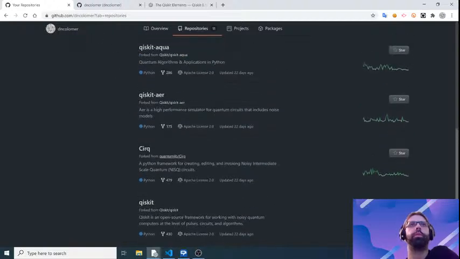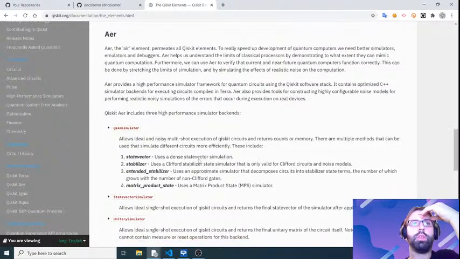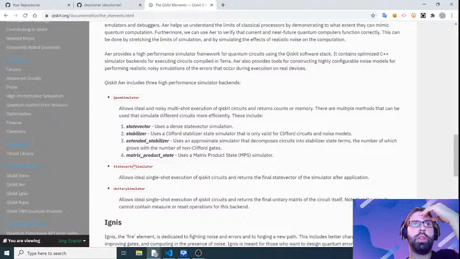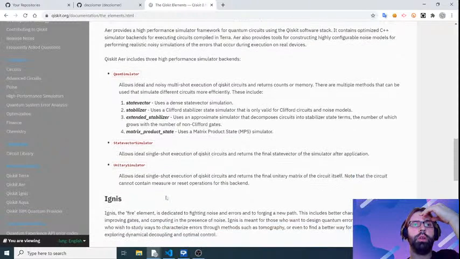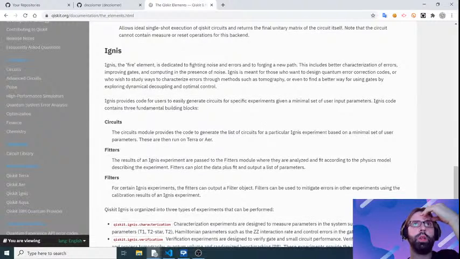Okay, cool. Back to the elements. So Aer has the simulators: the QASM simulator, the statevector simulator, the unitary simulator. Ignis has what? Noise, okay. Noise and errors.